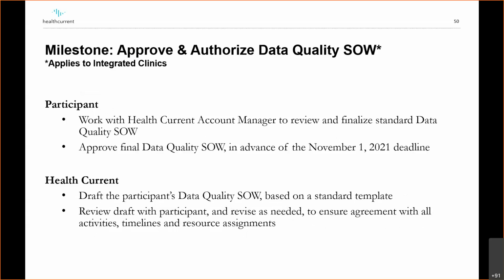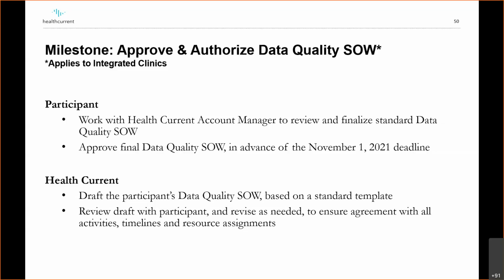And then the milestone to approve and authorize the data quality scope of work. Again, working with your Health Current account manager to review and finalize that standard data quality scope of work and approve that final scope of work as well, in advance of the November 1st, 2021 deadline. It is important that if we can get these milestones accomplished sooner rather than later, it is most helpful, as we have many organizations participating in the DAP program.